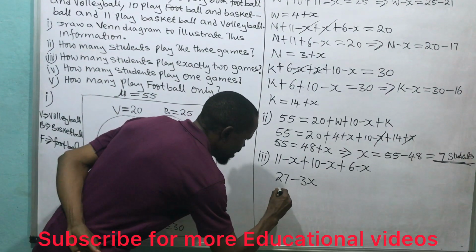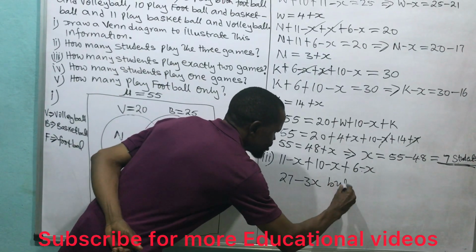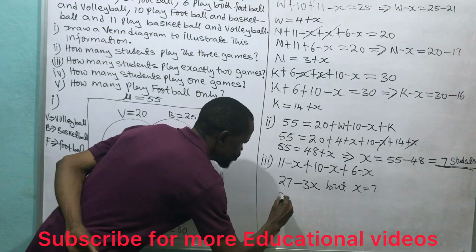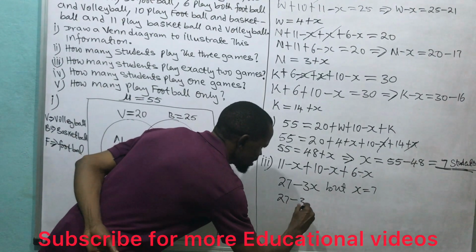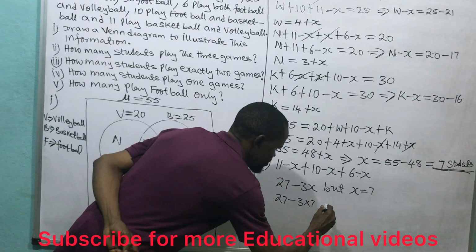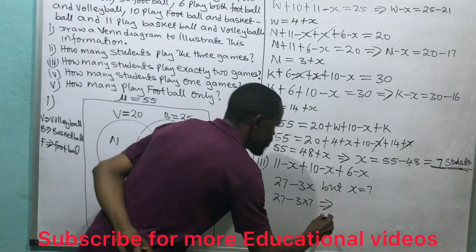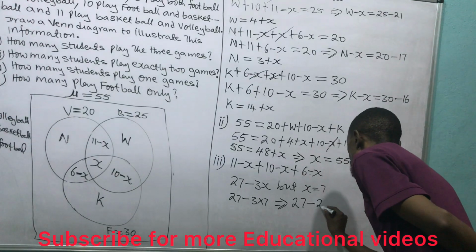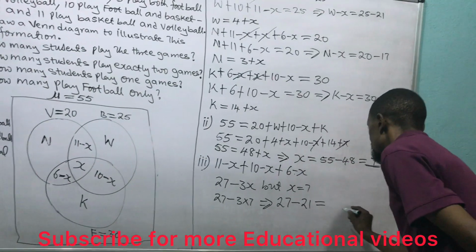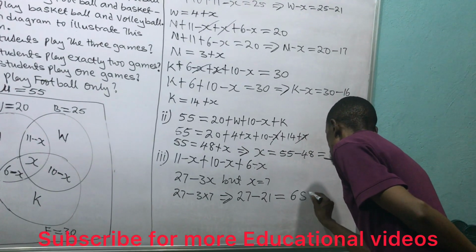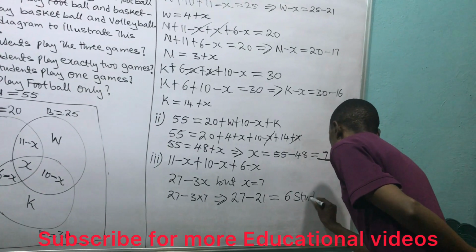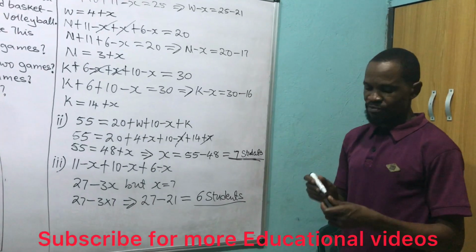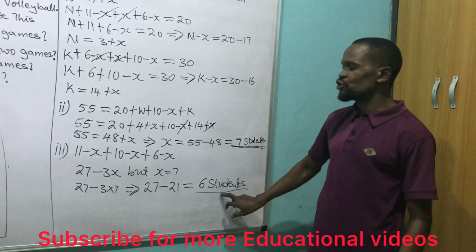Now I have my x already. And what is my x? My x is 7. And I will have 27 minus 3 times 7, which implies 27 minus 21. And my answer is 6 students. 6 students play exactly 2 games.